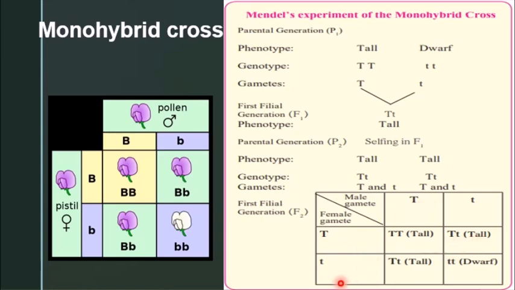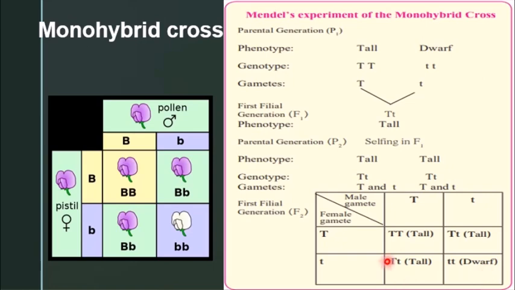Next, this and this. Then we have capital T and small t. As one capital T is present, it will be tall only. Next is what? Capital T, small t and small t. So we have two small t's. That means the plant will be what?